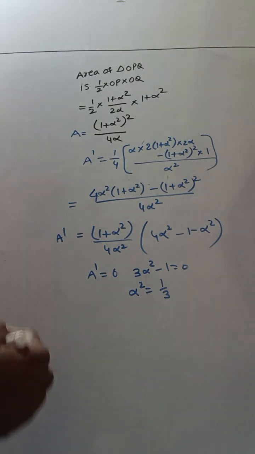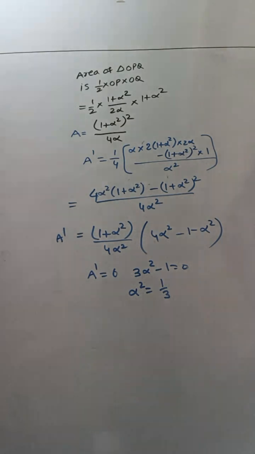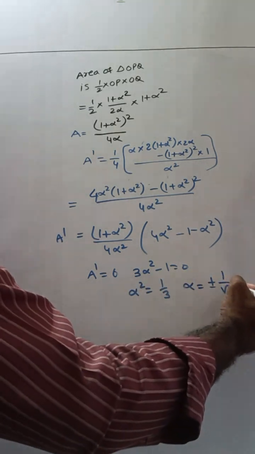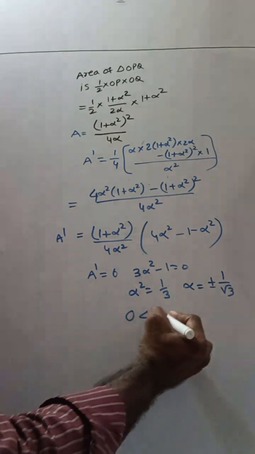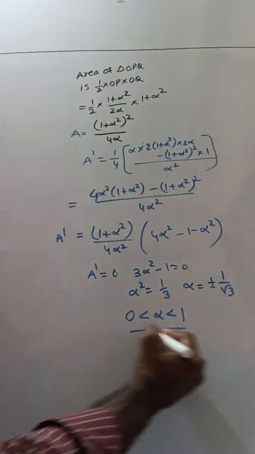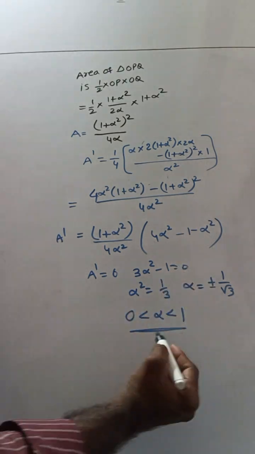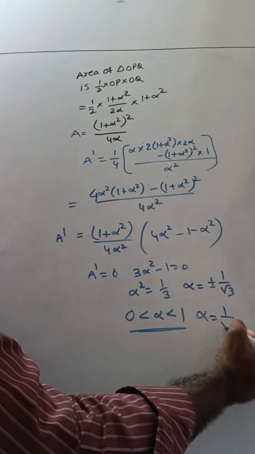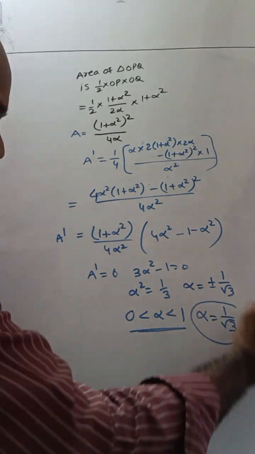Now this value you substitute in the A here. So here you got alpha square is equal to 1 by 3. So alpha value is equal to plus or minus 1 by root 3. But here the condition they given is alpha is between 0 to 1. So what can I take as the alpha value? Alpha value equal to 1 by root 3.